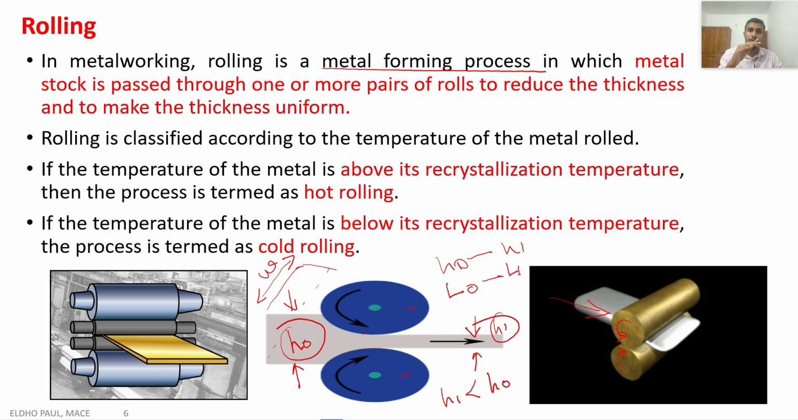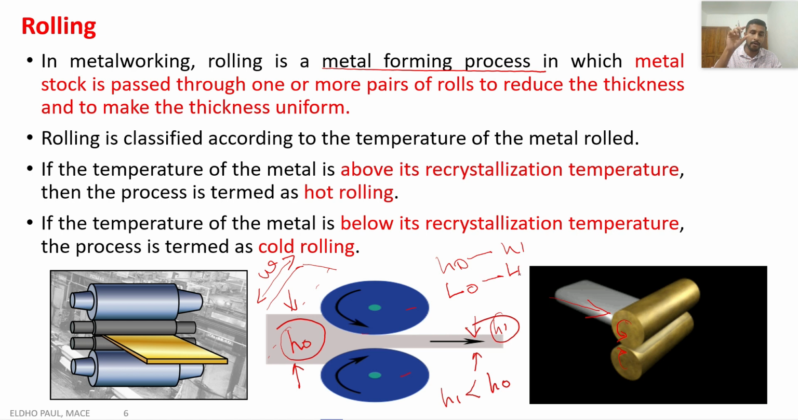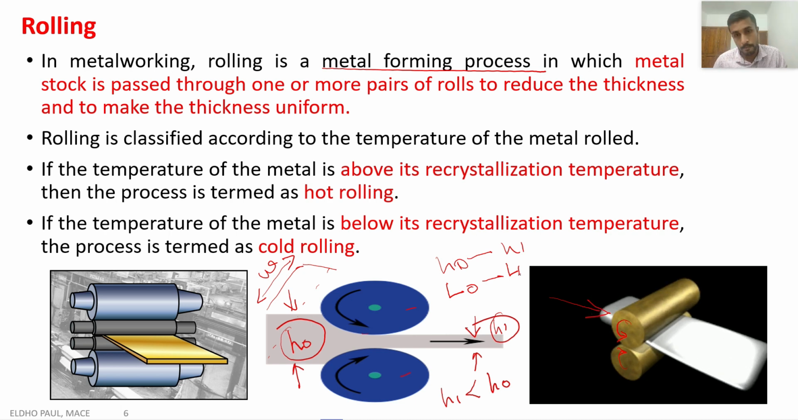So thickness is reduced. To compensate for the reduction in thickness, what happened? The length is increased. Only then can we maintain constant volume. Here there is no removal of material, so the material volume is conserved. Whenever there is any reduction in thickness, that will be reflected in the increase in length. In the rolling process, the change in width is negligibly small.